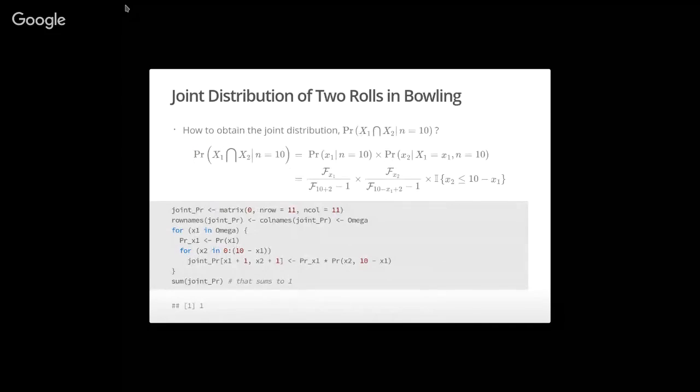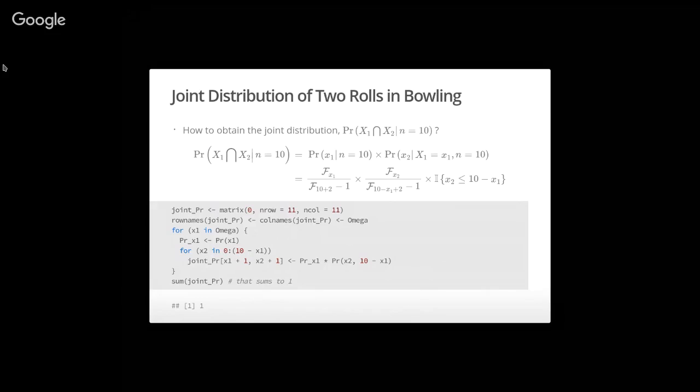So this is math for what she just said. We take the probability of knocking down X1, given that there's 10 pins to start with, multiply by the conditional probability of knocking down X2 pins on the second roll, given that we have knocked down X1 pins on the first roll. And that, again, is just going to be a product of these Fibonacci ratios, multiplied by an indicator function that makes it probability zero for knocking down any combination of pins that adds up to more than 10.